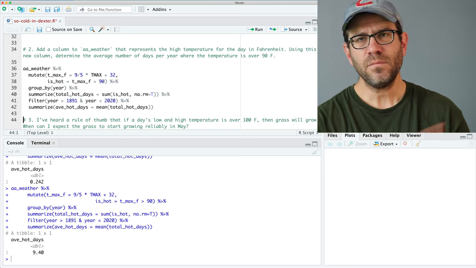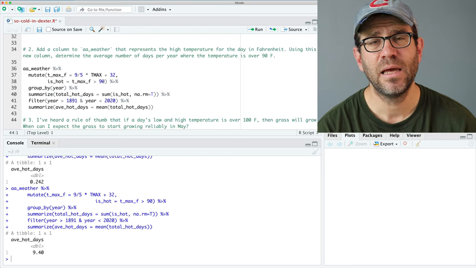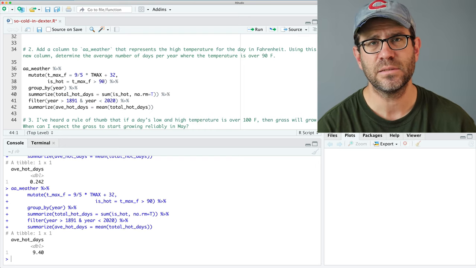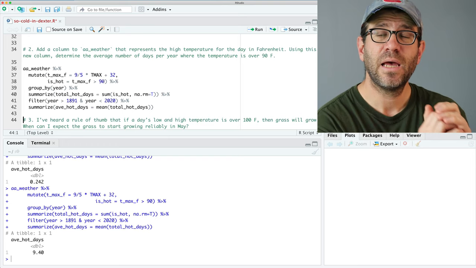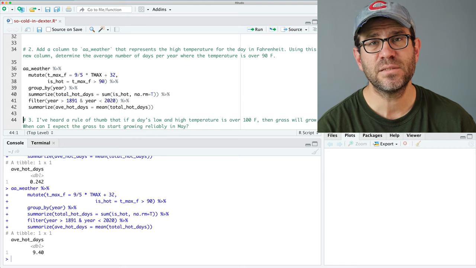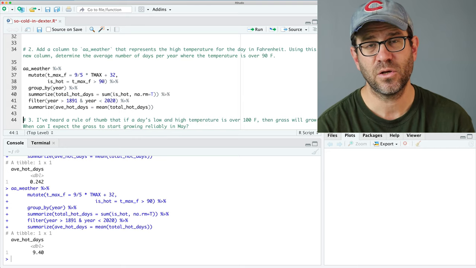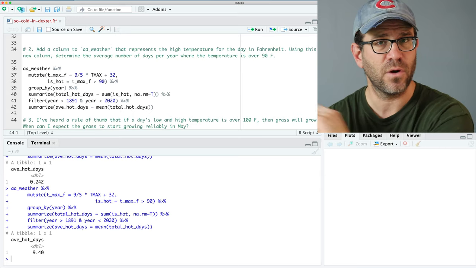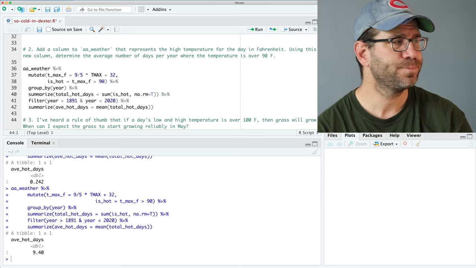So again, this is helping us to see on average, how many days would we have greater than 90 degrees? Again, the principles and the order and flow of the functions is very similar to answering the question of when is the earliest frost and what is the fall frost date. Okay.